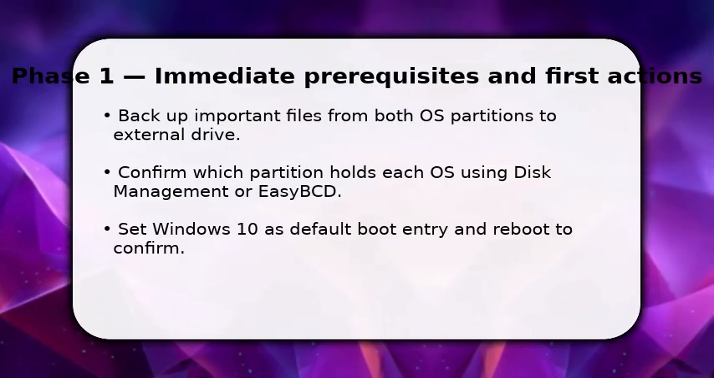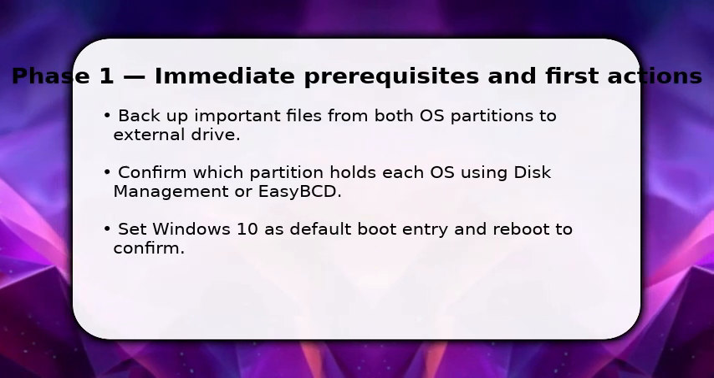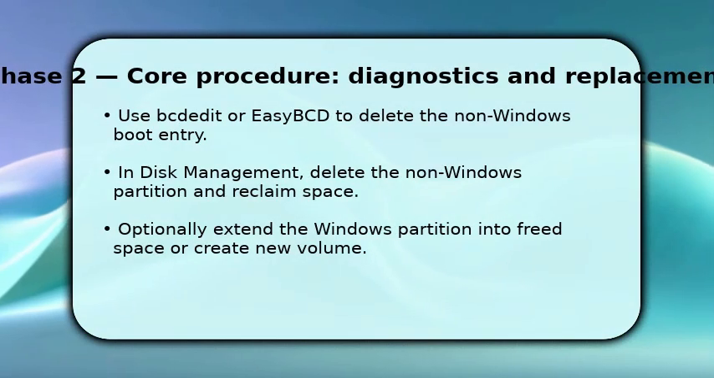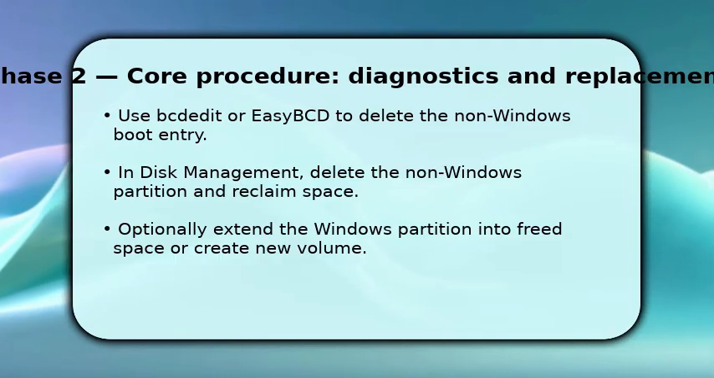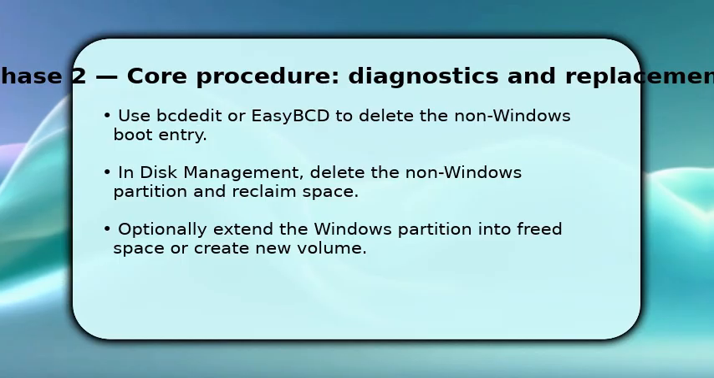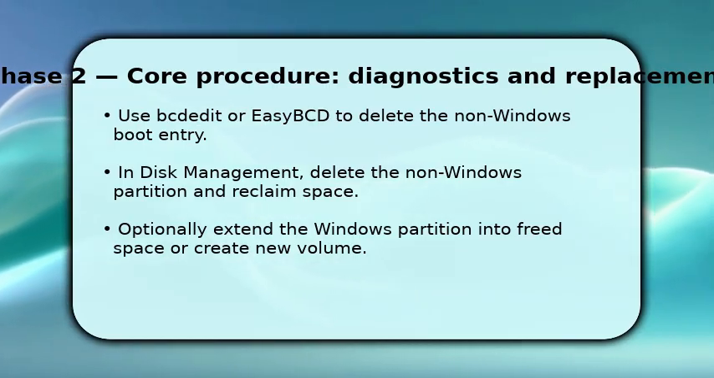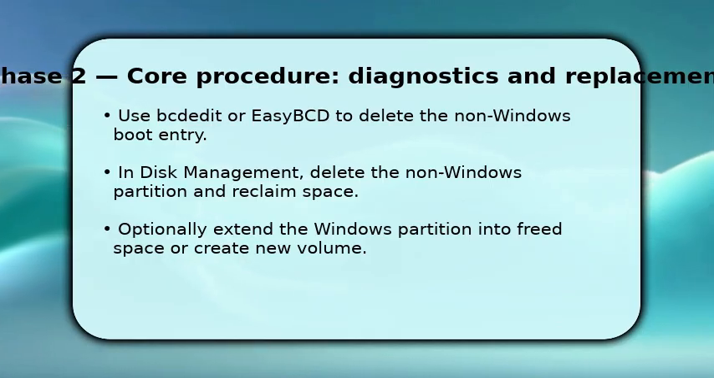After you've confirmed Windows boots alone, proceed to remove the other OS partitions safely. Once Windows 10 boots by default, remove the extra boot entry. Run bcdedit as admin or use EasyBCD, select the non-Windows entry, and delete it. Next, open Disk Management, right-click the non-Windows partition and choose Delete Volume. This turns it into unallocated space.